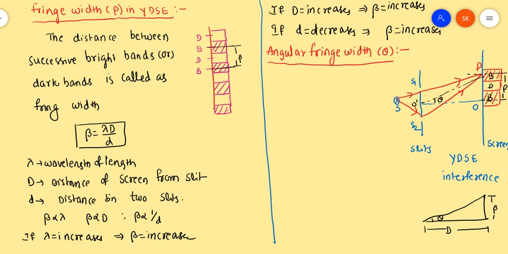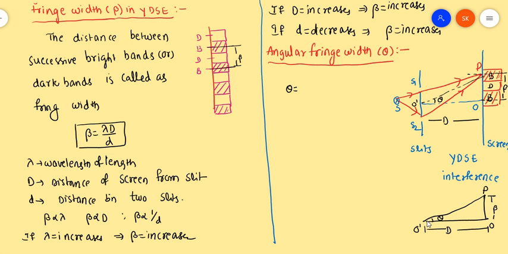We know this distance. This is O dash, actually this is O, and this is P from the figure. You see here, there is O dash, P, O, right? The fringe width is making some angle here. This is the fringe width, and it is making some angle. That angle is called the angular fringe width, and the angular fringe width is theta.